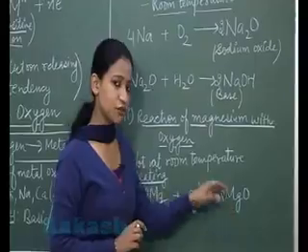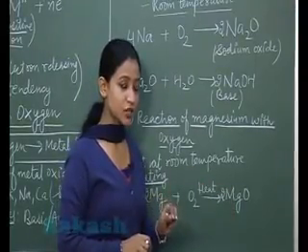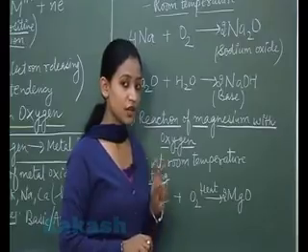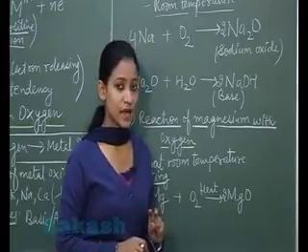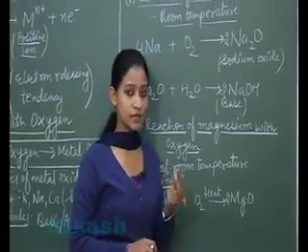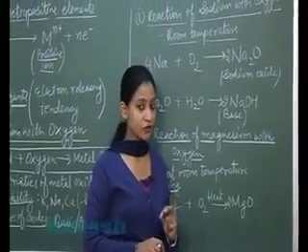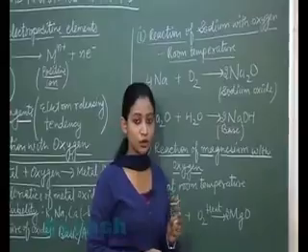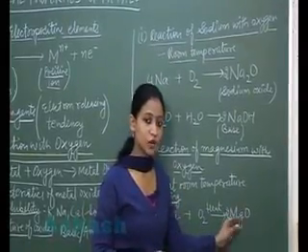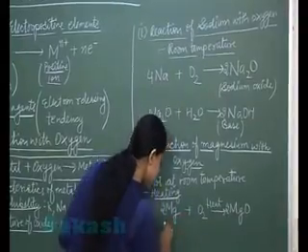Now, what is the nature of magnesium oxide? Magnesium oxide is basic in nature. Why is it basic in nature? We can show the basic nature of any substance by dissolving it in water. If it dissolves in water to give you a base, it is basic in nature. And if it reacts with an acid to give you salt and water, then also it is basic in nature.